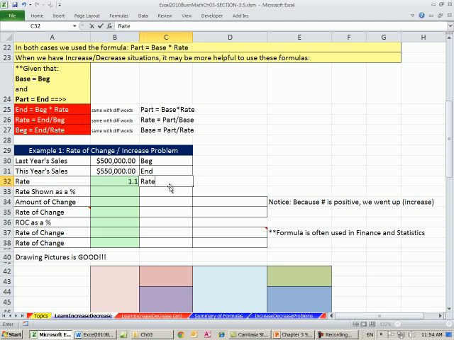And this will be called rate. All right, now let's show this rate as a percentage. I'm going to say equals this. Control Enter. Now I'm going to apply some number formatting.